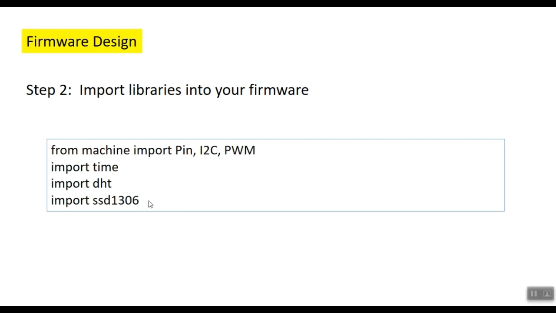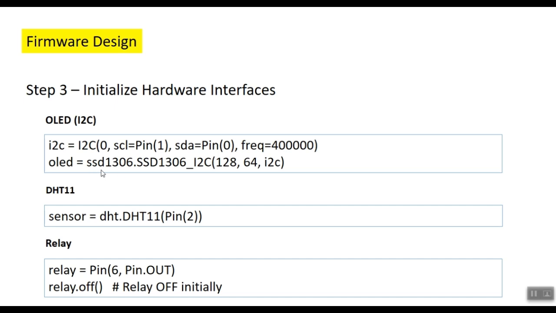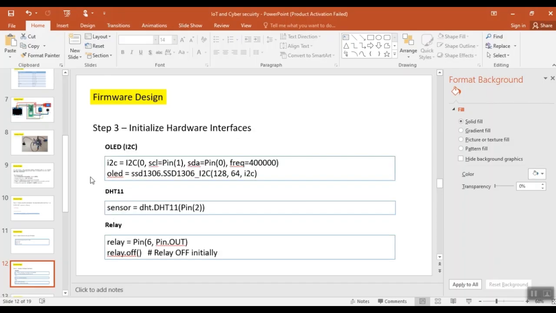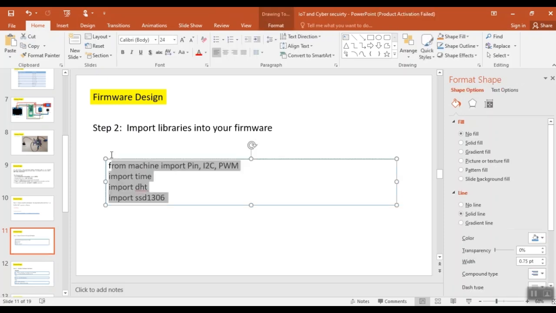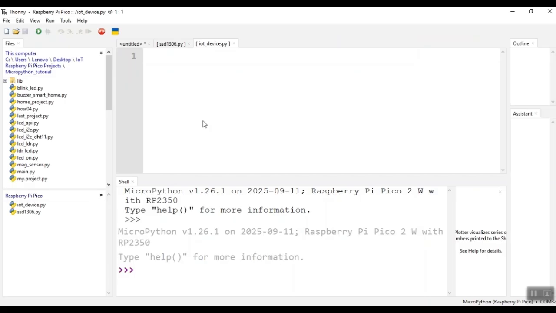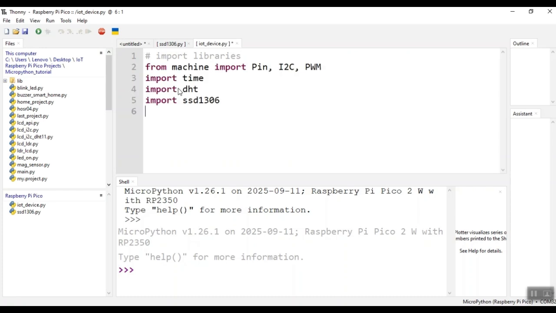I'm going to copy all of this quickly. I'll copy it with Ctrl C and paste it into the Thonny IDE. First you can create a comment here: import libraries. I'll put it as step 1, so it guides us when we're developing our firmware. Step 1, import libraries. Now, having done that, let's go back to our slides.